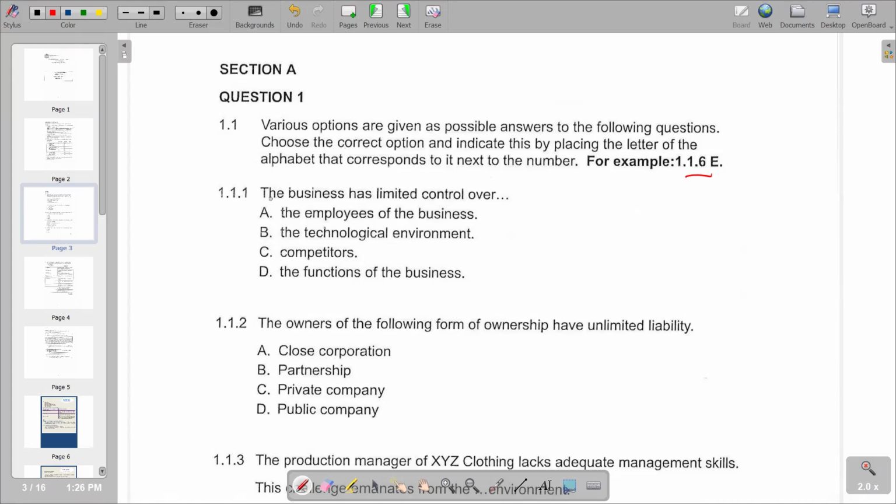So first question, the business has limited control over. You're given various options. You'd see that obviously the business will have limited control over something that is not internal and not within the business. According to the responses that you're given, the employees of the business are inside the business, so the business has full control. Also the technological environment, but if you look at competitors, there is limited control. So you'll see that the correct response is C.